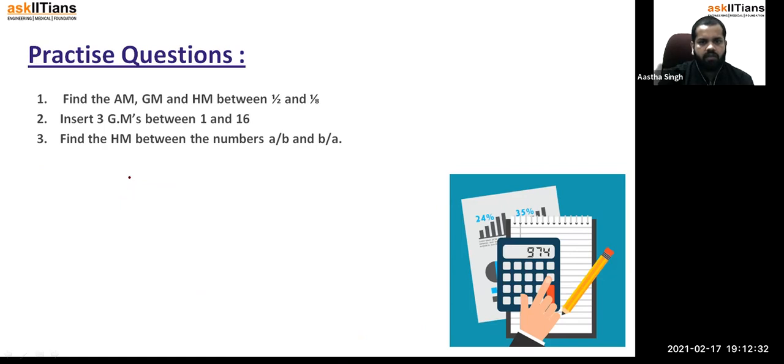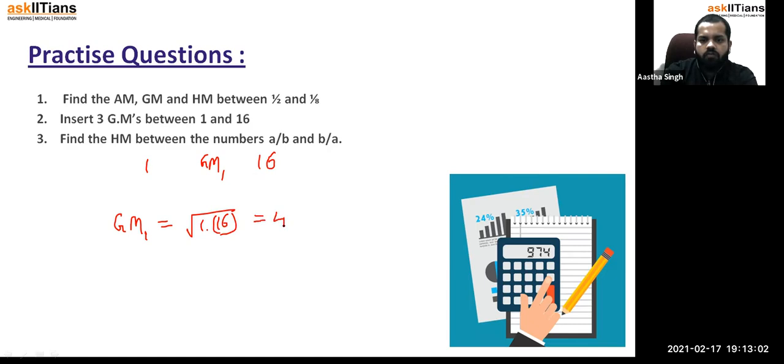The question is to insert 3 GMs between 1 and 16. You have to introduce 3 GMs, right? First, we'll introduce 1 GM. Like GM1. Your GM1 will be equal to, like you are introducing geometric mean between two numbers 1 and 16, the GM will be under root of A into B, that is equal to 4. You got the value of GM1 is 4.